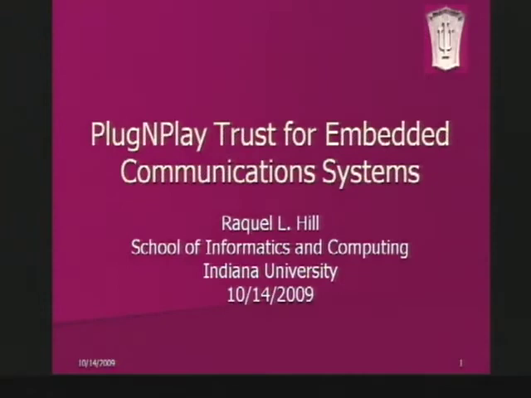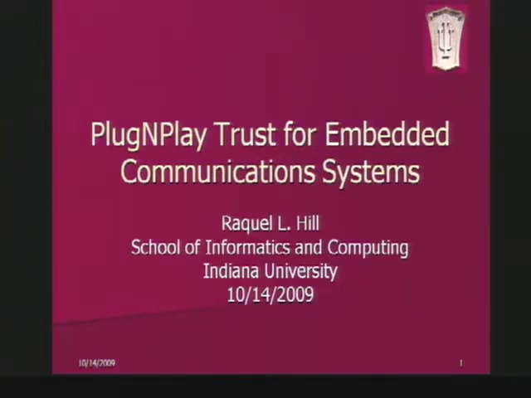Thank you, Elisa. Today I'm going to talk about plug-and-play trust for embedded communication systems. There's always a lot of information in the title, so we're going to start by understanding exactly what I'm going to talk about just by looking at what's going on in the title.